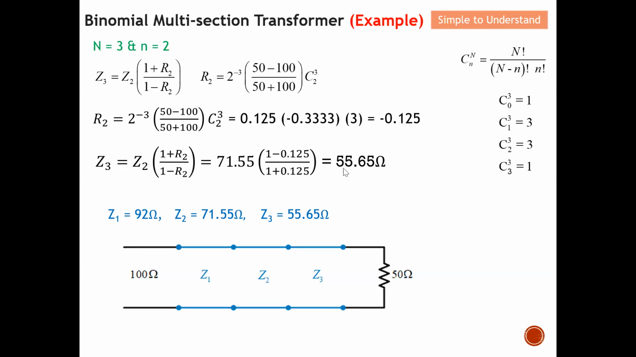So basically this will be the third section of the multiple section transformer. From here, I conclude that I actually successfully designed a binomial multi-section transformer. You can see that for this Z3, it will have the value of 55.65 ohm. Z2 will be 71.55 ohm. And Z1 will have this 92 ohm. So basically with this, you actually successfully design a multi-section transformer using the binomial method. Hopefully this will be more clear.